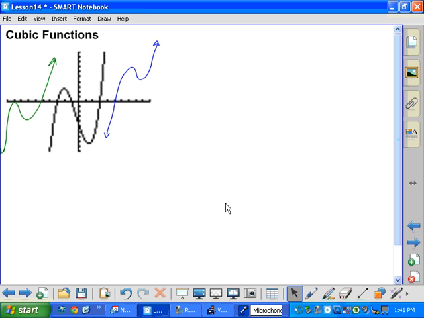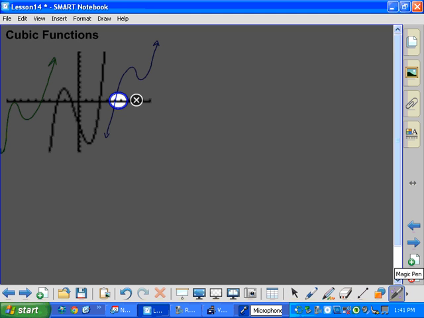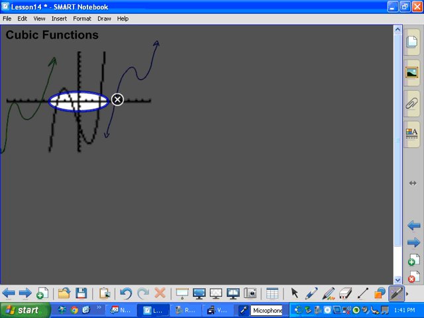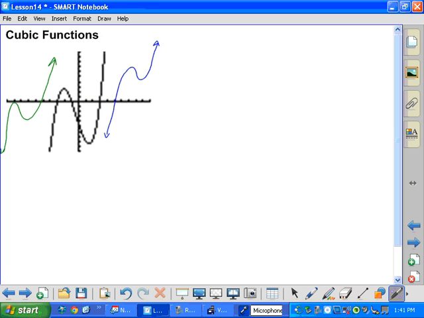So here are the only possible situations. This graph has one x-intercept. This graph has two x-intercepts. And the original one I graphed ends up having, I guess I can circle them all at once, three x-intercepts. But it has to have one intercept. I can't get away from that.